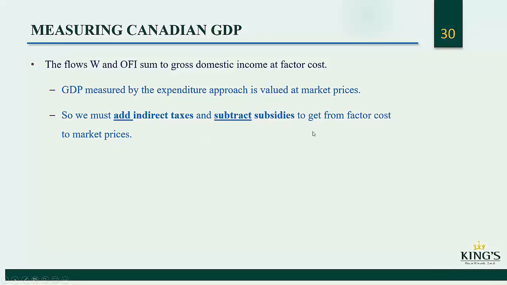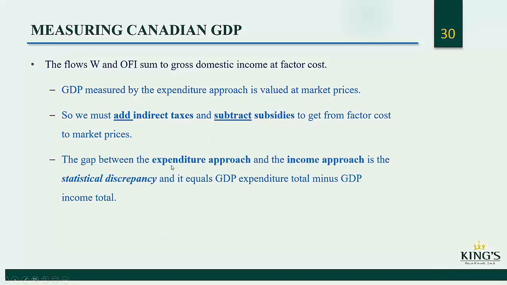So we want to add back depreciation and then also add indirect taxes, but subtract any subsidy, to get GDP. Now, Statistics Canada, when they do these, we won't get into the details, but they get estimates of these, and they're pretty reliable.